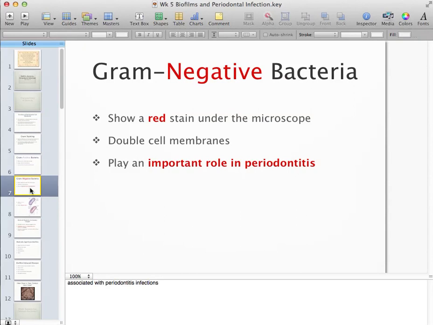Gram-negative. Gram-negative is bacteria that stains red. So red is a bad color. Gram-negative bacteria have double cell membranes. They also play an important role in periodontitis. They're associated with periodontal infections. So again, gram-negative bacteria is red, and red is a scary, strong color. So gram-negative is scary, strong bacteria, bad bacteria.